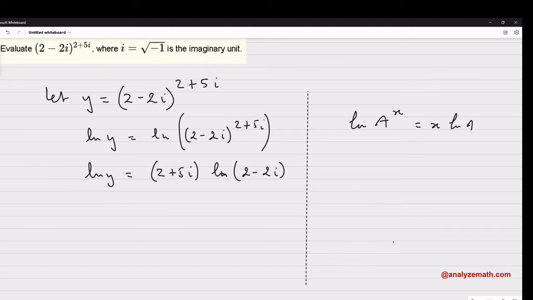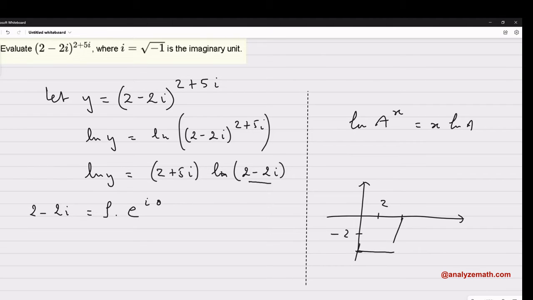The next step is to express this complex number 2 minus 2i in polar form. Now in polar form, a complex number is given by rho e to the power i theta. Okay, now let's explain all this. My complex number 2 minus 2i in a diagram is as follows. This is 2, the real part. This is -2, the imaginary part. And then this is my 2 minus 2i.